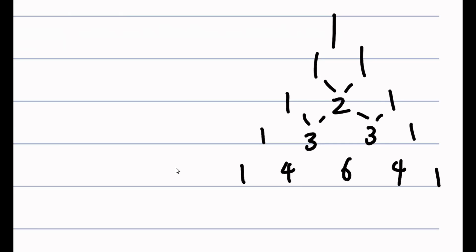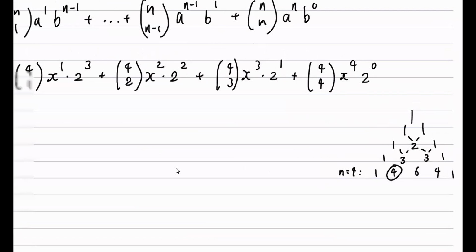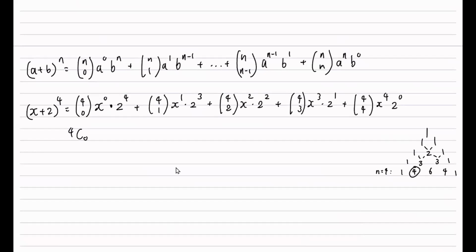And I can stop already because the moment I see 4, I know this is the n equals 4 row. So I can use the coefficients 1, 4, 6, 4, 1. I'll just write down the alternative notation first. I know for sure that each of these is just 1, 4, 6, 4, 1. Okay, using the calculator.